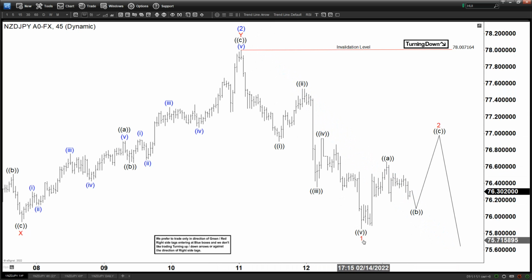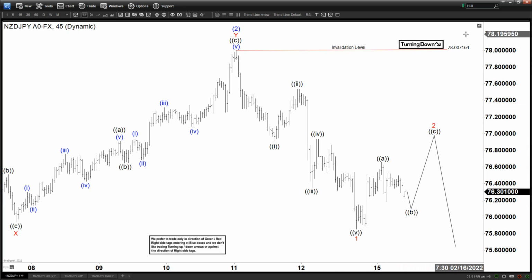We have wave 1 here, minor degree, and looking for a 3 swing rally to finish wave 2. And then from there we should be turning lower again, as long as we continue to stay below this previous peak from last week, 78. So looking for the downside after the 3 swing rally.